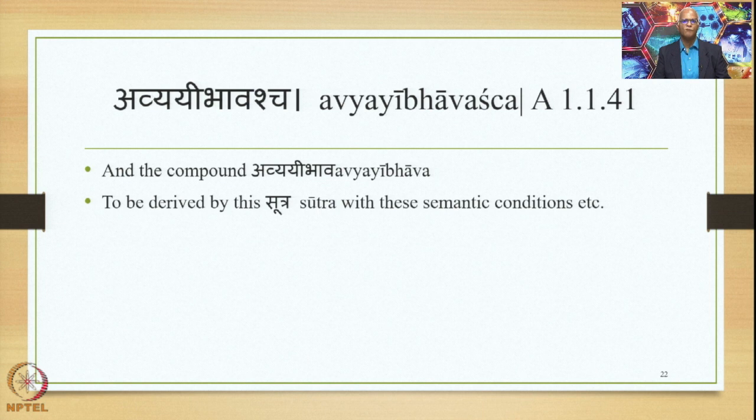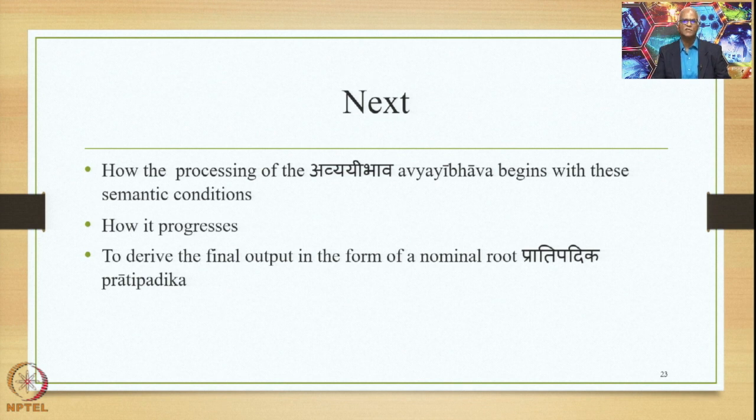And finally, Avyayibhavascha. The compound avyayibhava is also called an avyaya, which is to be derived by the sutra 2.1.6 with the semantic conditions mentioned therein. These are the avyayas stated in the Ashtadhyayi of Panini. What we study next is how the processing of the avyayibhava samasa begins with these semantic conditions and how it progresses and how to derive the final output in the form of a nominal root or a pratipadika. This we shall study next.